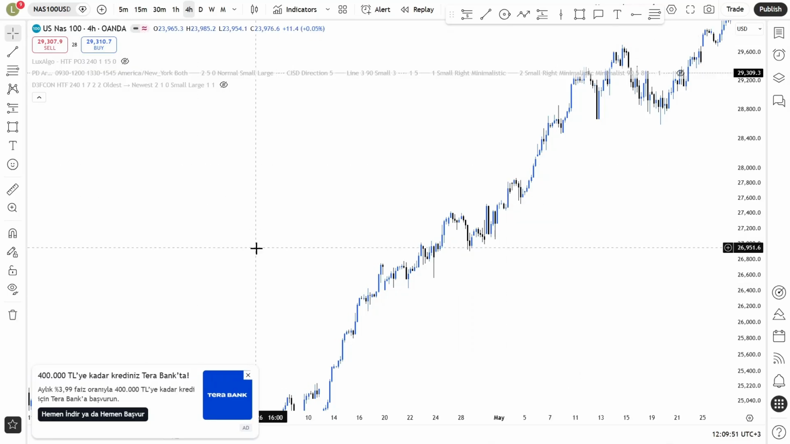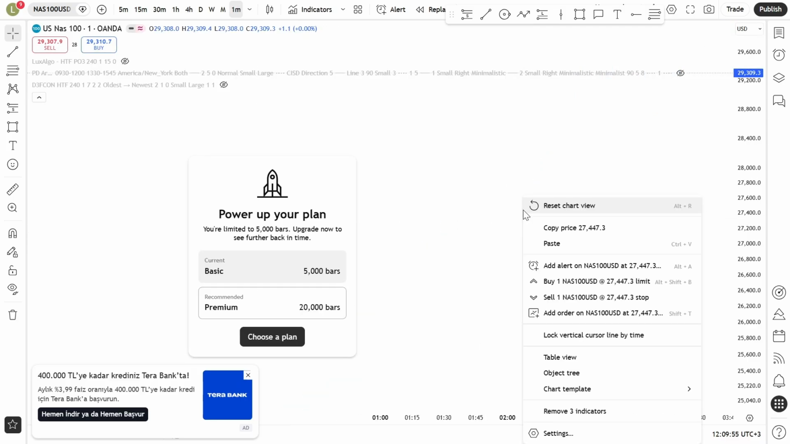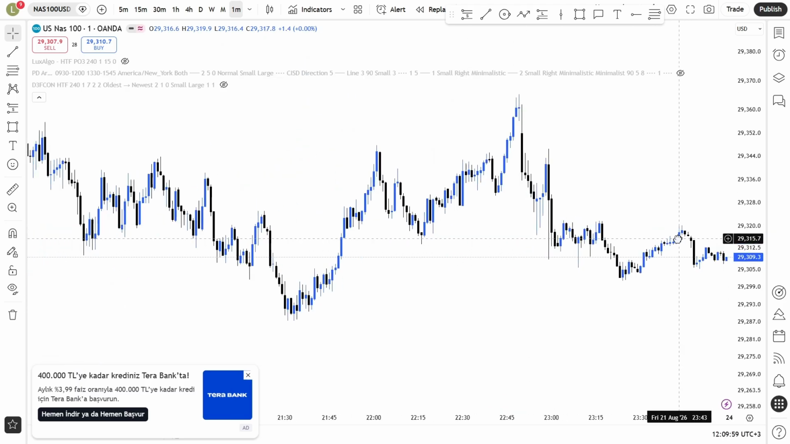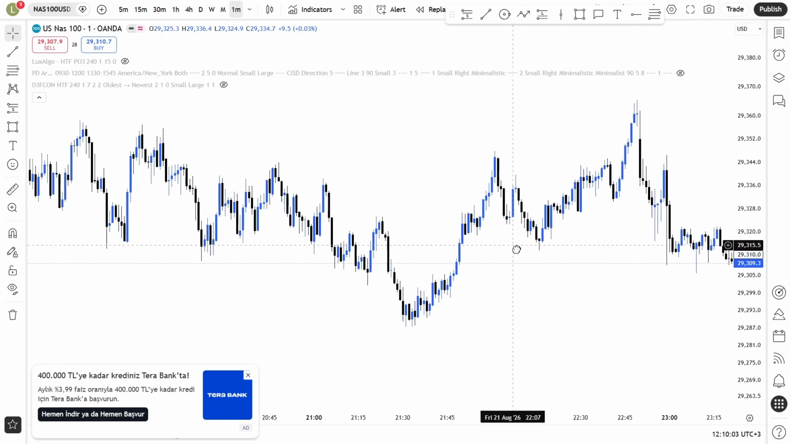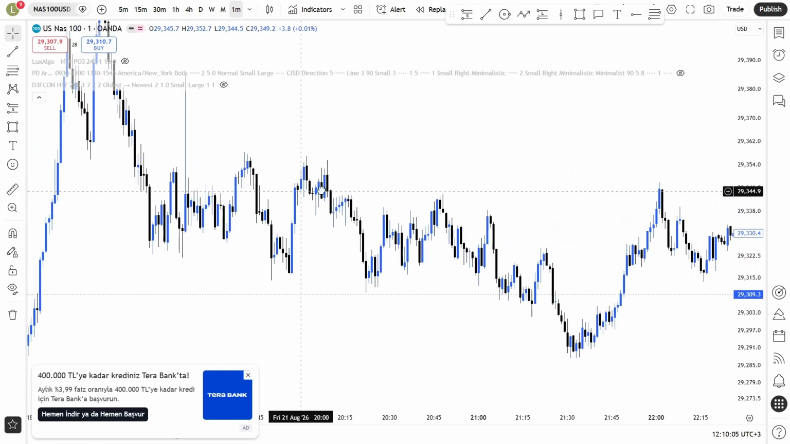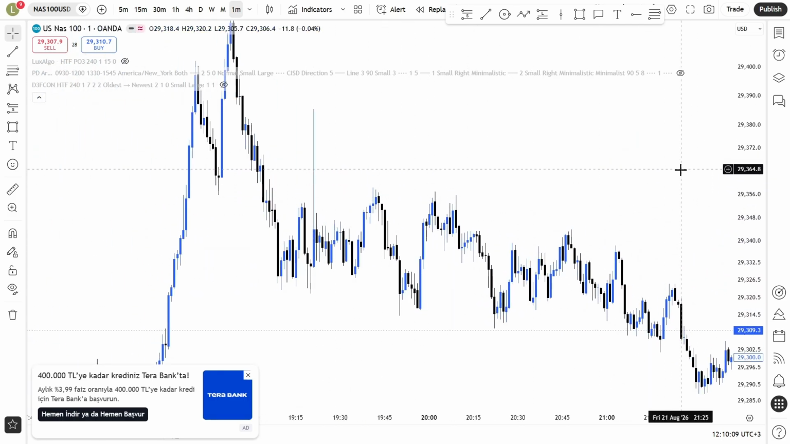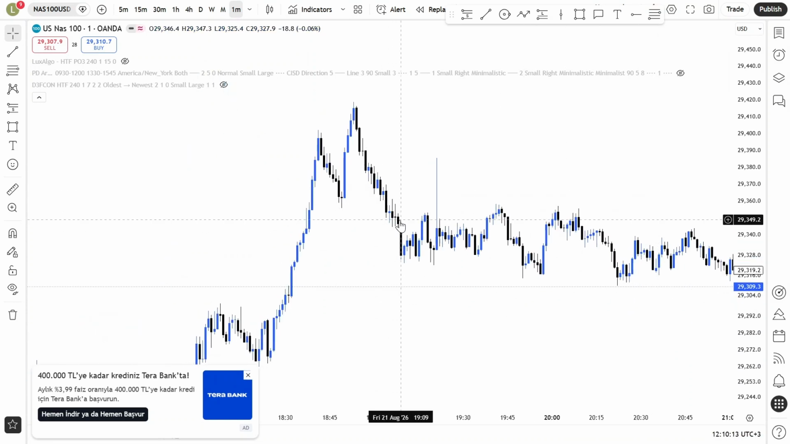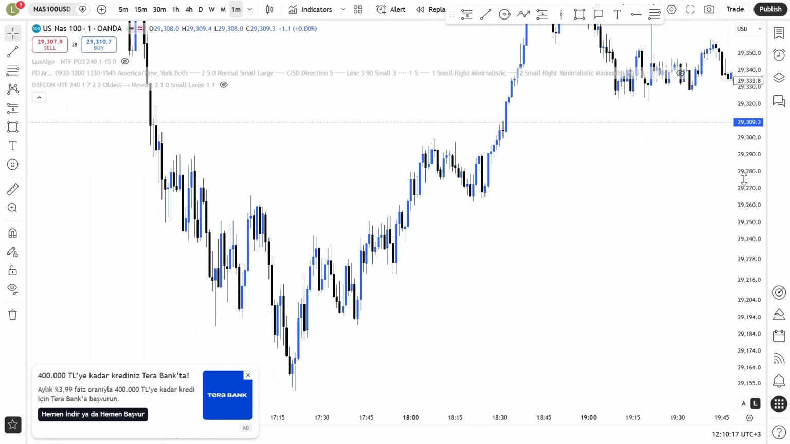Let me try to go on my M1. Okay. All right. So let's say, which time was this? Is it Friday, right? Something I'm looking for here on TradingView.